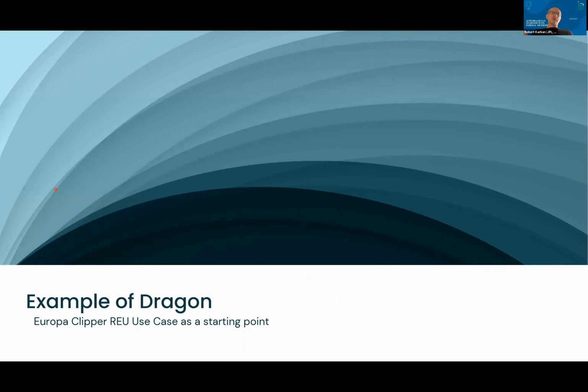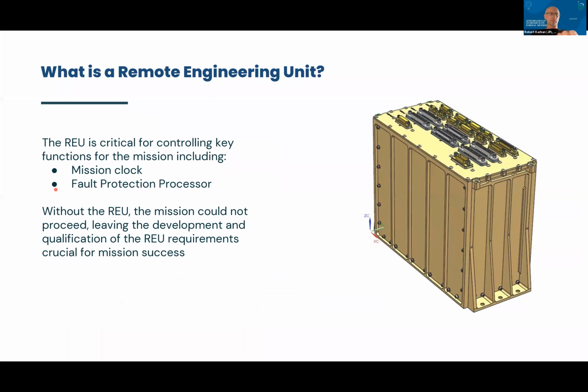So we have started some prototyping activity and also some production activity of parts of this Dragon architecture, which I will walk through right now. The very first one was related to the remote engineering unit, which is a critical component in the spacecraft that includes the mission clock, fault protection processor, and so on.